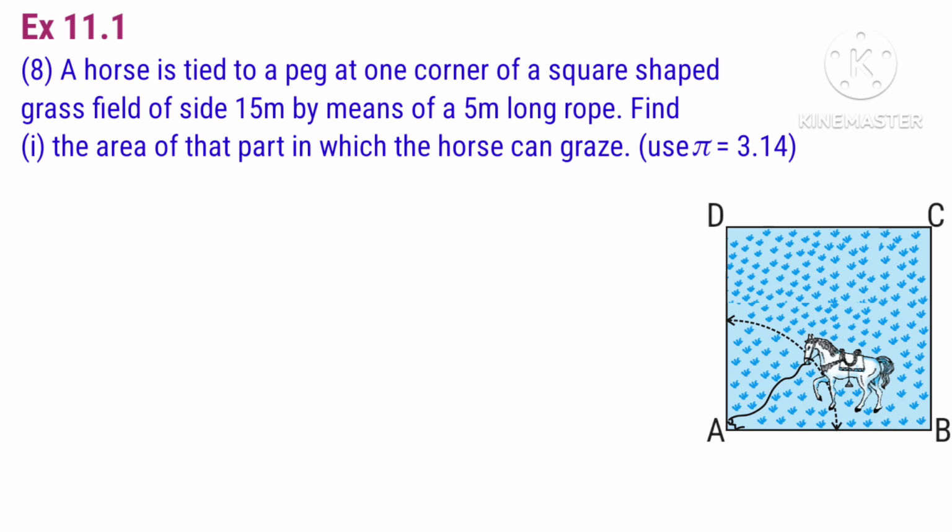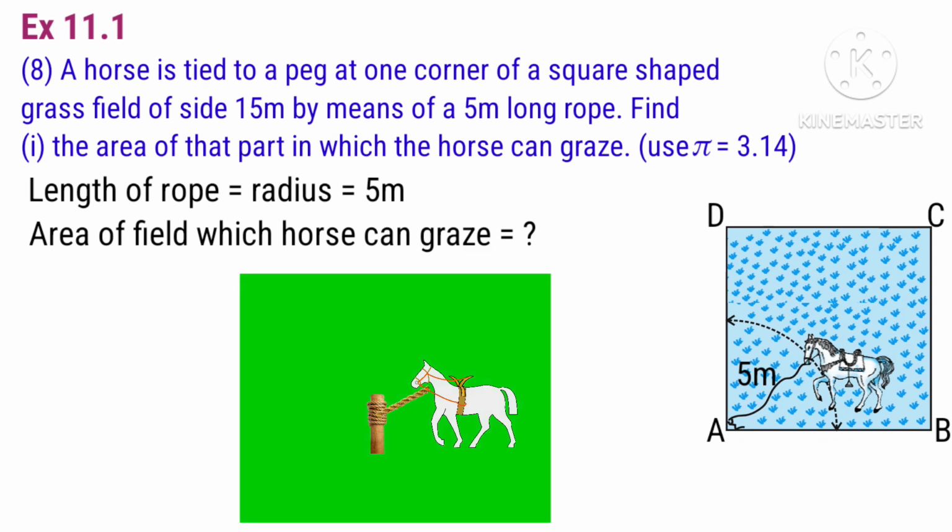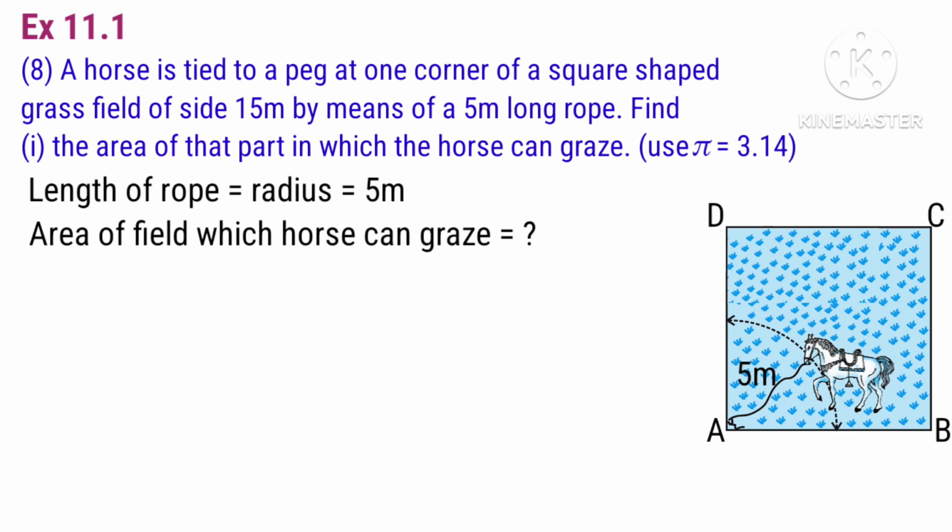So now let's take a square field ABCD and length of rope as 5 meter. So length is 5 meter, so radius will also be 5 meter. Now we need to find the area of the field which horse can graze. Imagine a horse which is tied in the center of the square field. Then it can graze in a full circle movement. But here it is tied at one end of the square field, so it can graze only in a quarter-circle shape.